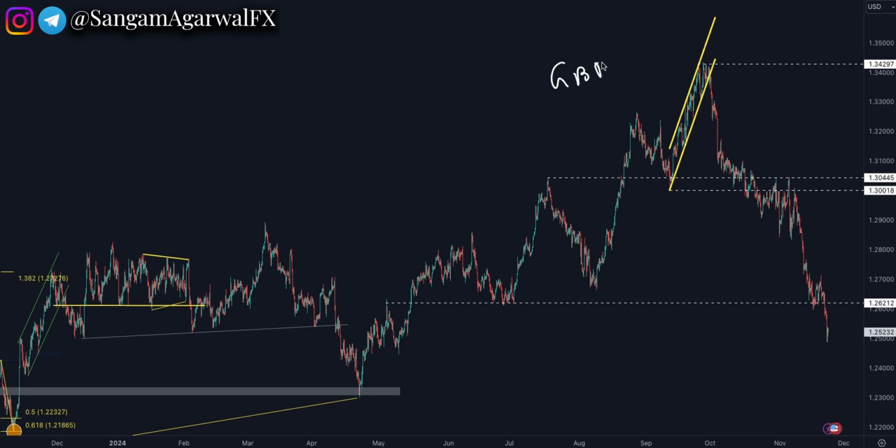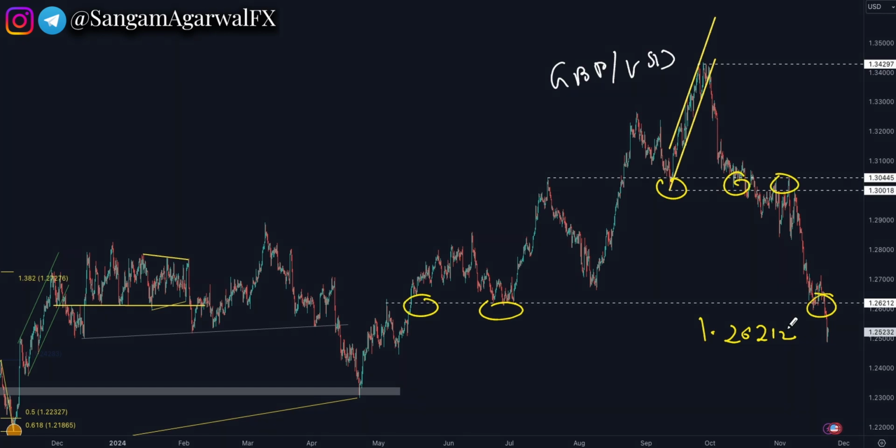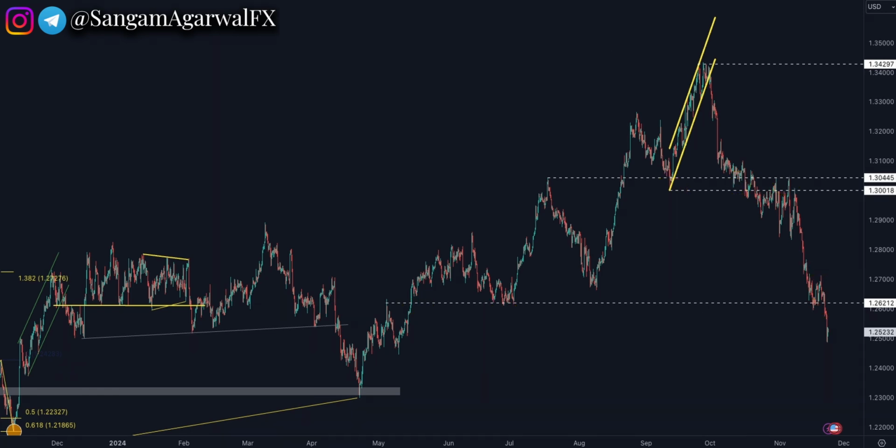GBPUSD H4 time frame, you can see big vertical dump like crash. It is breaking all support one by one, and last week 126 that support level also broke out. But right now dollar is highly overbought. You can say GBPUSD highly oversold. Wait for reversal, but it is time to trade with bullish bias.